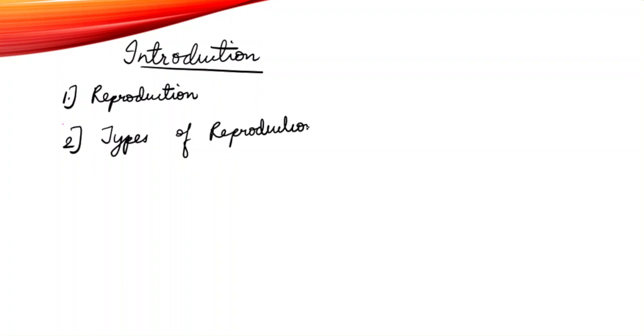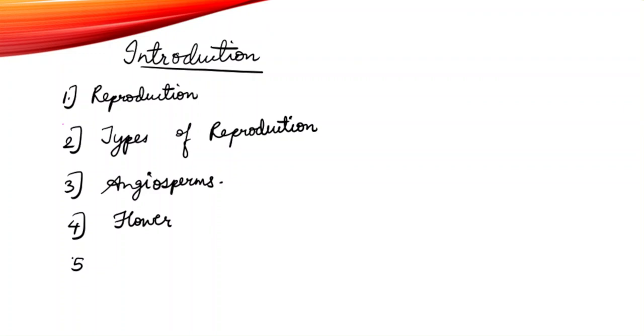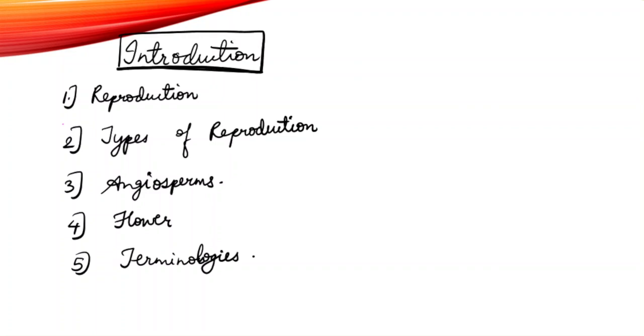and then we will discuss our third topic, known as angiosperms, like what are angiosperms. And then for the fourth topic we will understand what a flower actually is and how the flower is made up, everything we will discuss about it. And the last topic, we will see some terminologies. So this will be the structure of today's class. Like this we will move this way. So let's begin with the point known as reproduction.